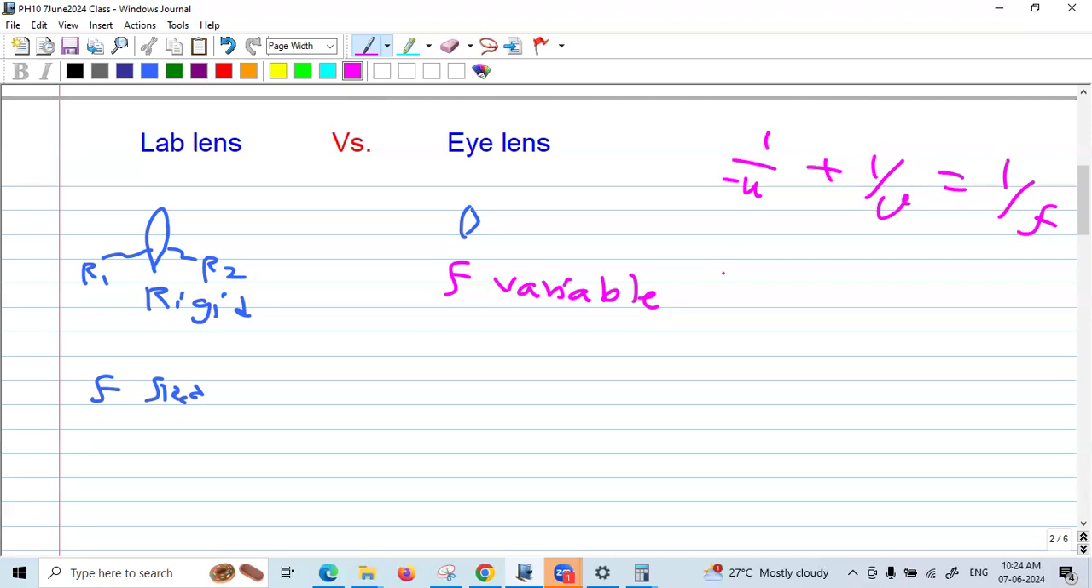For the lab lens, f is fixed because it's a rigid lens, and u and v are the two variables. But for the eye lens, v is fixed, which is the distance between the retina and the lens. That cannot change. Since v is fixed, I have to change the focal length for different objects. I can then see nearby objects, and also far objects.